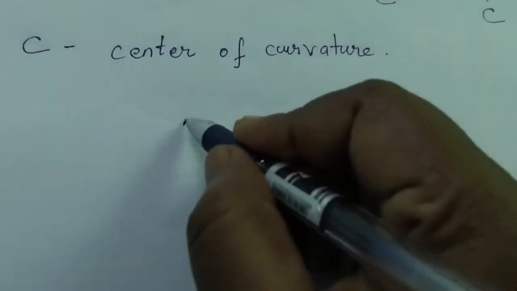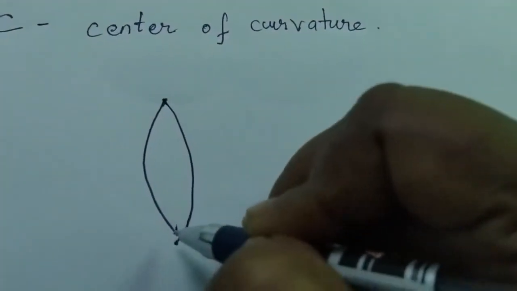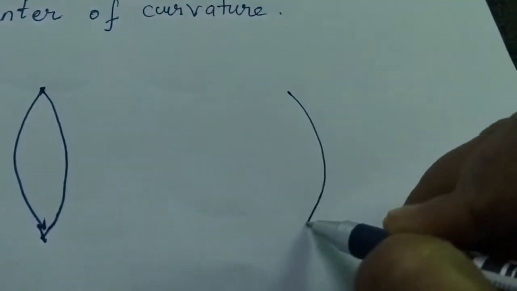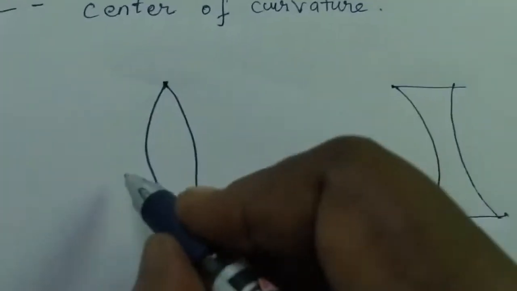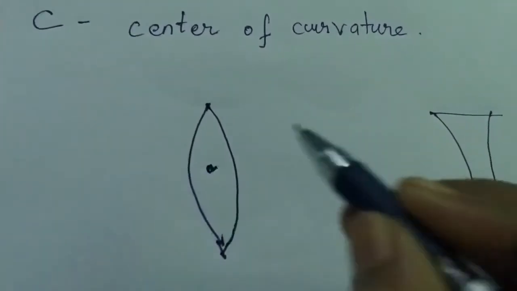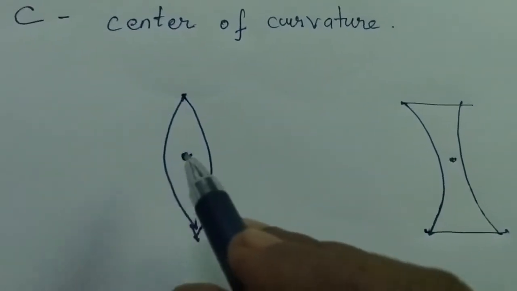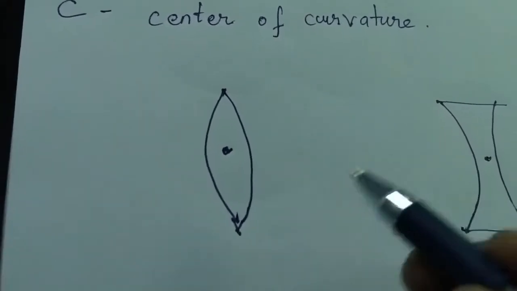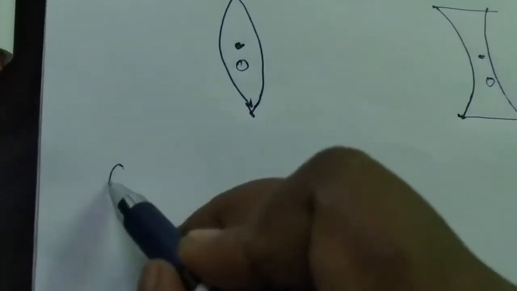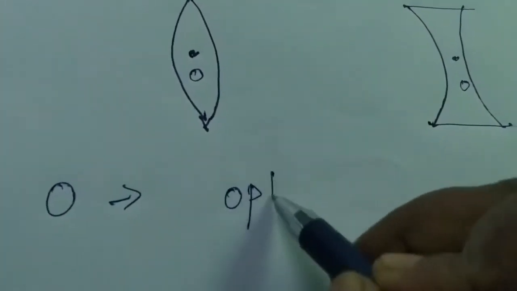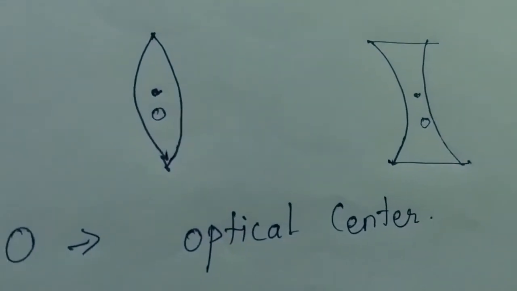Students, at the same time, there is an exact center for the lens also. So there is an exact center point for the lens. That center is called the optical center, O. So O is nothing but the optical center of the lens.